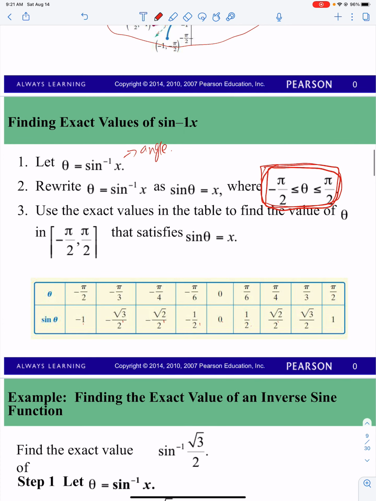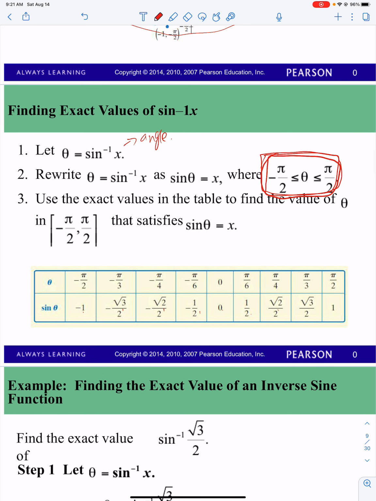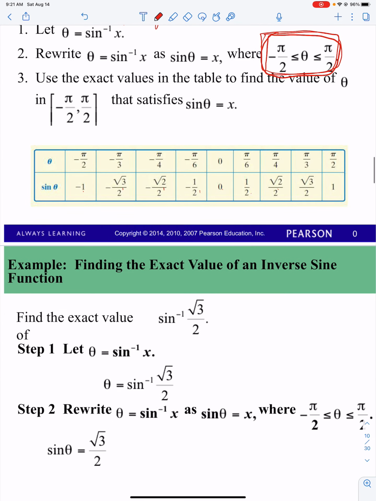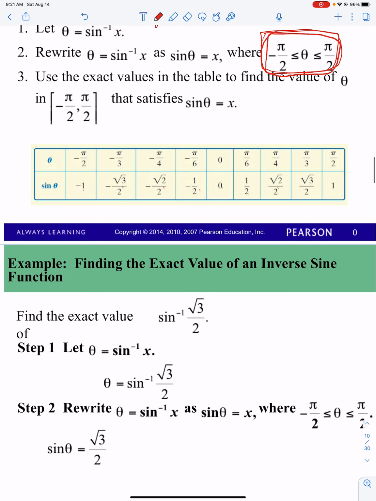Typically in the exam or in the homework, these are the special values that you wanted to use. Okay, so find sine inverse of square root of 3 over 2. Let theta equal sine inverse x, and then theta equals sine inverse.